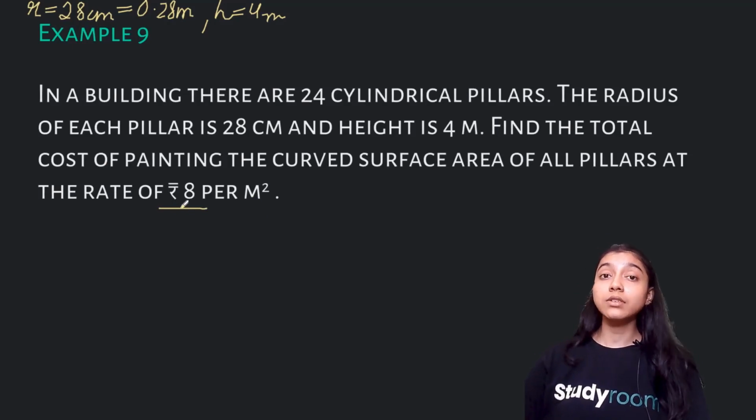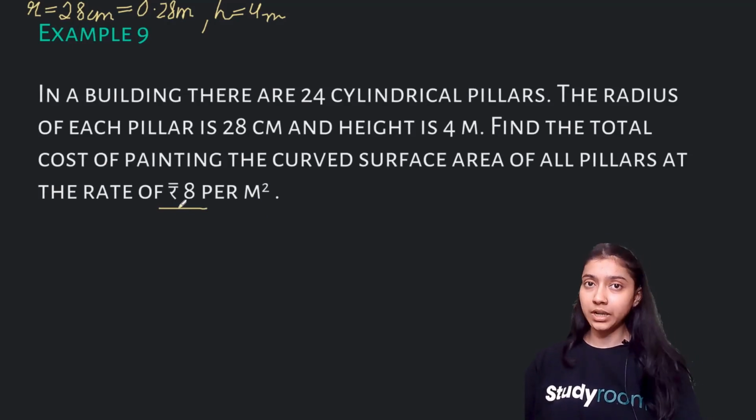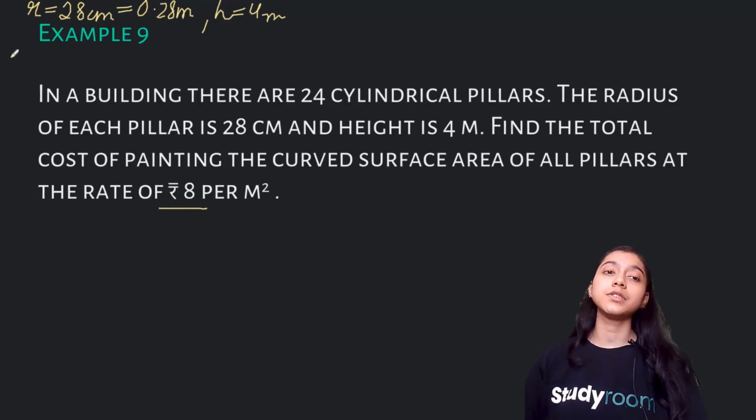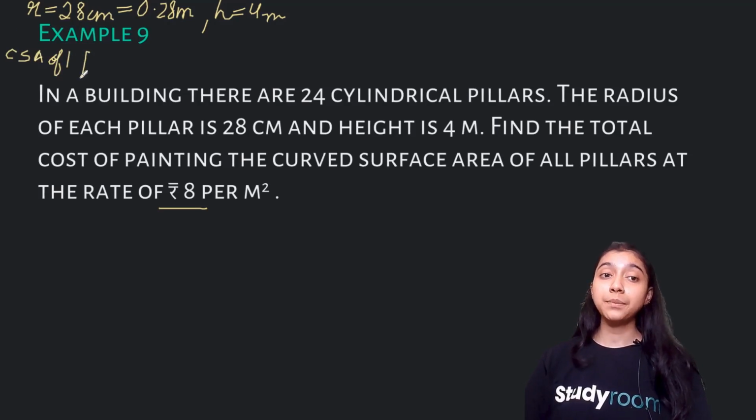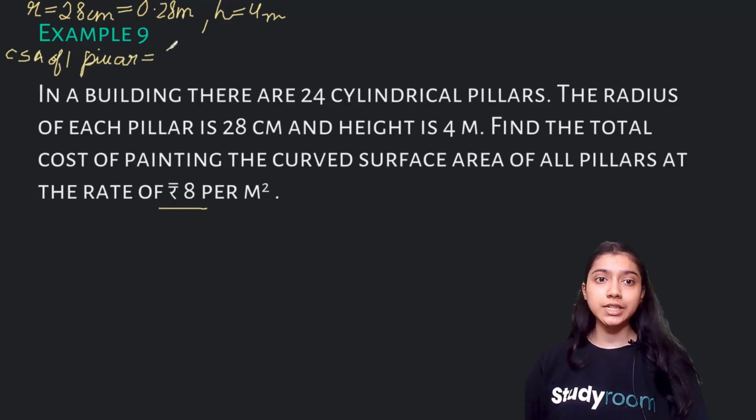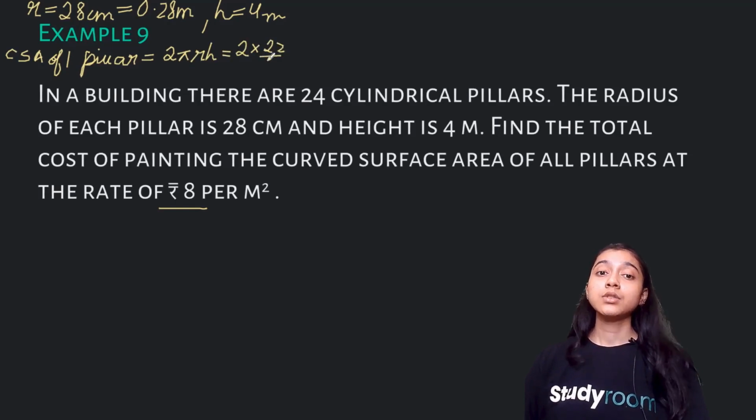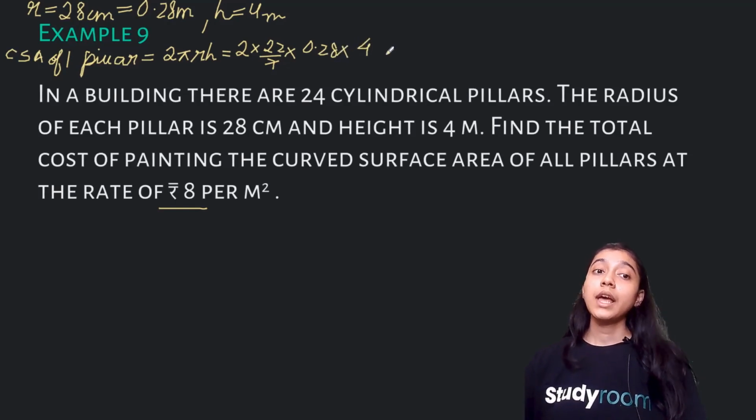So at first, we have to calculate the curved surface area of all these 24 pillars. For that, let us first calculate the curved surface area for one pillar. So the pillar is cylindrical in shape. So the curved surface area of one pillar will be the curved surface area of a cylinder, that is 2 pi r h. So this will be equal to 2 multiplied by 22 by 7, r is 0.28 and height given to us is 4. And this curved surface area will be in meters square.